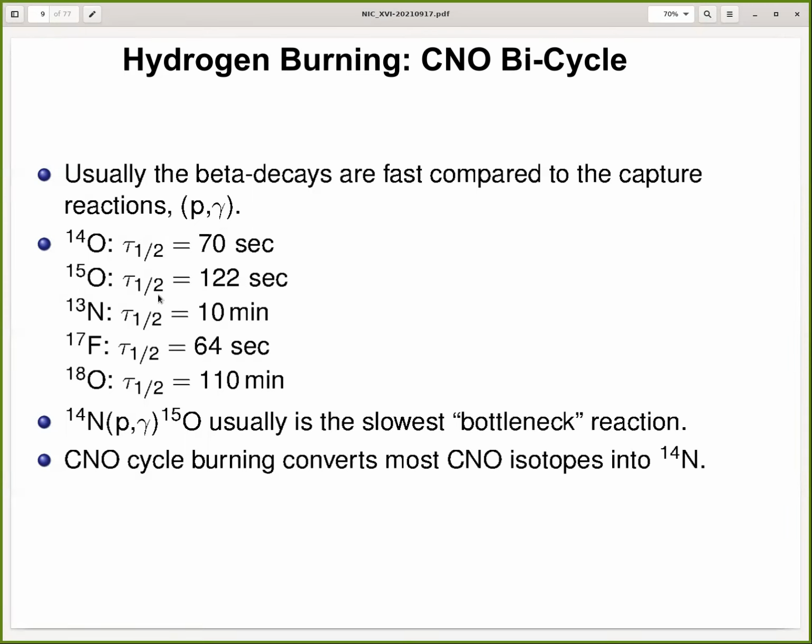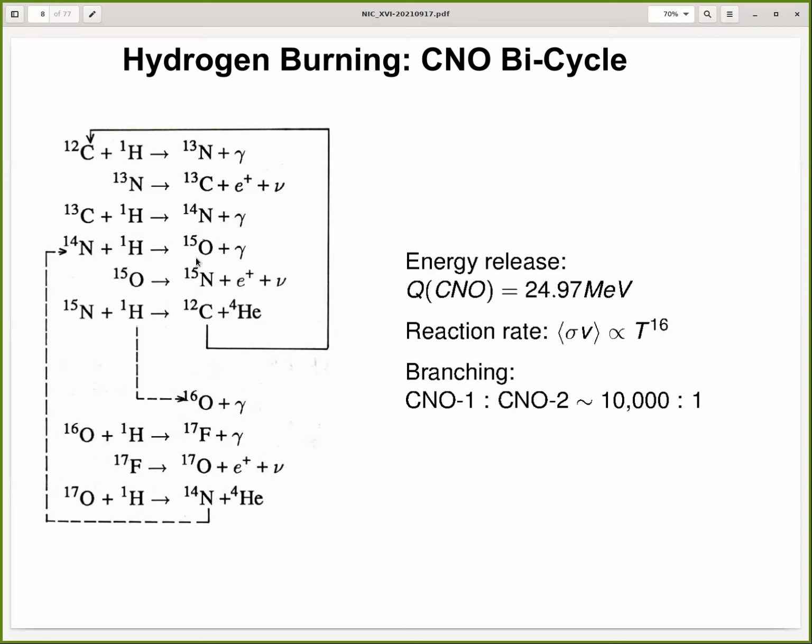And so that is why it's important, and you remember from our summary slide that we said, oh, a side product is nitrogen 14, and that is because this reaction here is a bottleneck. So even your oxygen 16, which is the most abundant of the CNO elements, and all the others as well, they mostly end up as nitrogen 14 as the dominant product. And so when you reach the end of hydrogen burning, you will expect to see, you have mostly helium, and the second most abundant element that you would have in your star is nitrogen 14, because all of these elements are converted to nitrogen 14.